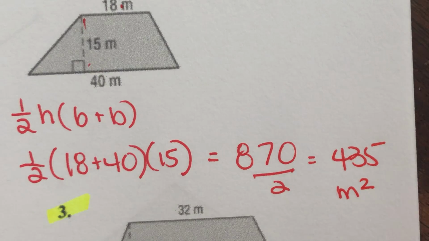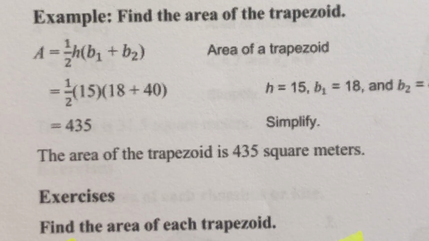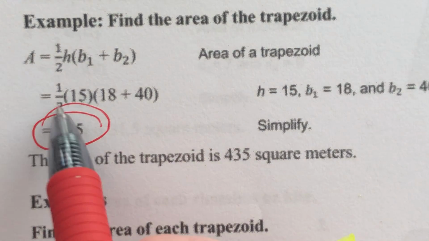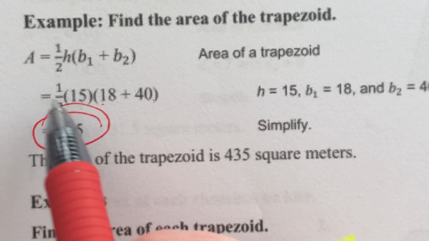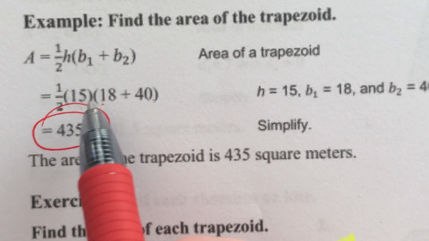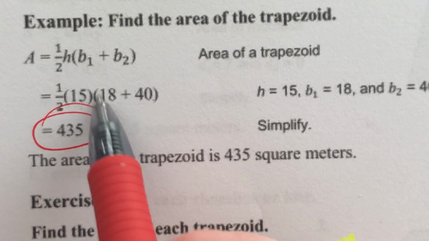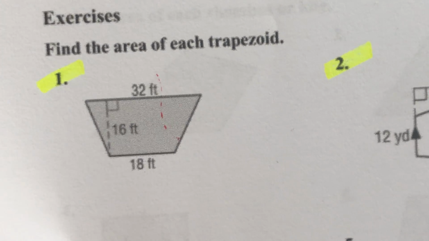So meters squared. And if we want to check ourselves, we can just go over here to where they did the work. And what did they get? 435. 1/2, the bases added together times the height. Just like triangles, 1/2 base times height, but there's only one base of a triangle. In a trapezoid, there are two bases, so we just add them together. That's the only difference. Okay, so we're going to do 4 examples and then a word problem.